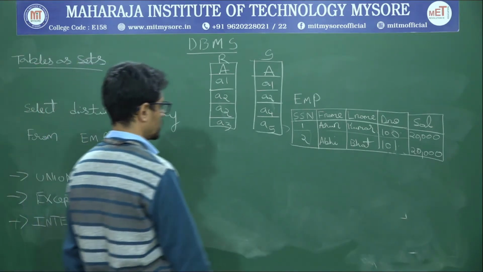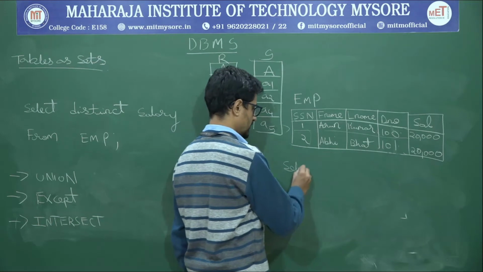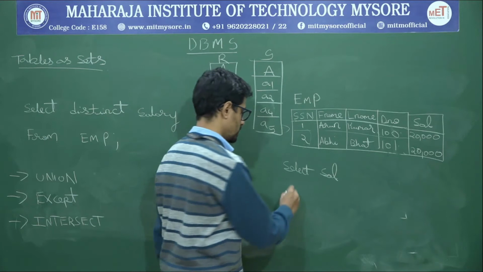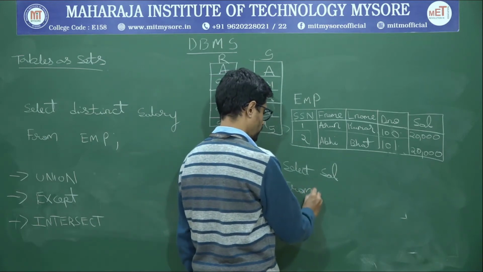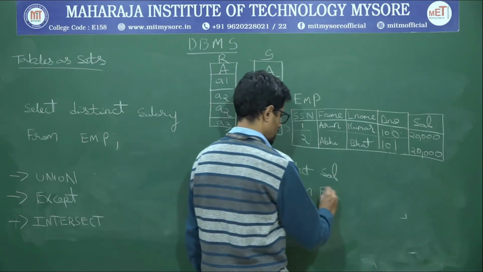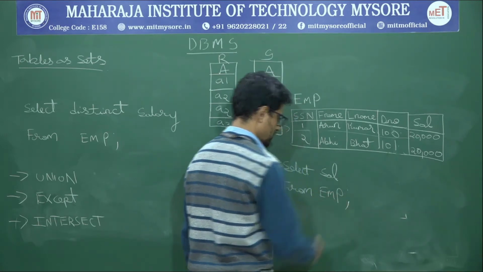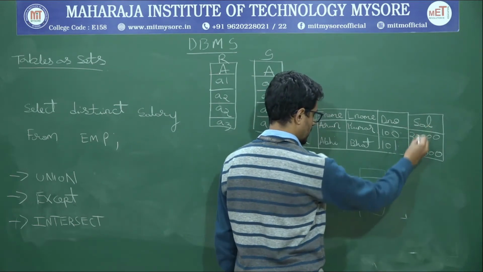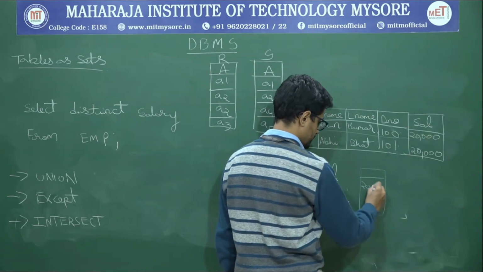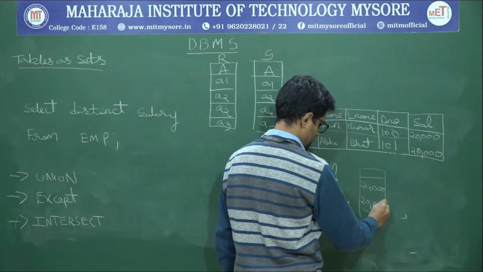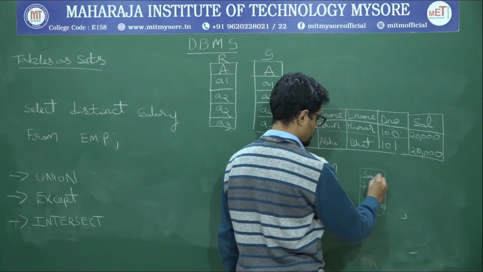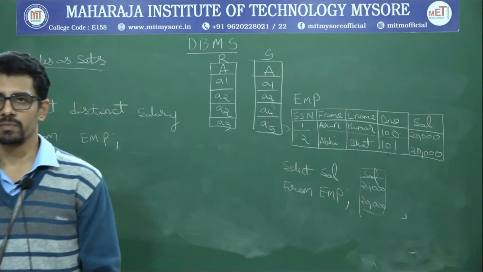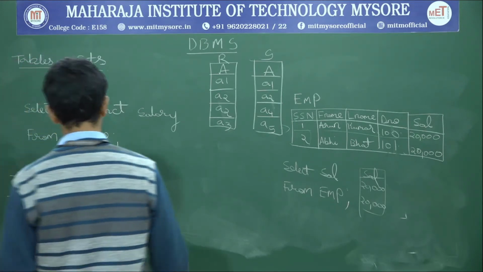Say for example, if I do a query select salary from EMP, and if I try to display the output, it will show the salary 20,000 twice. Now in order to eliminate a duplicate in a given set of attributes, you can use this distinct keyword.